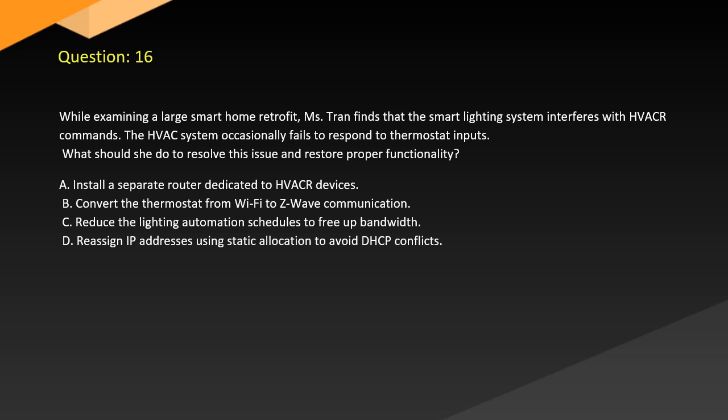Question 16. While examining a large smart home retrofit, Istran finds that the smart lighting system interferes with HVACR commands. The HVAC system occasionally fails to respond to thermostat inputs. What should she do to resolve this issue and restore proper functionality? A. Install a separate router dedicated to HVACR devices. B. Convert the thermostat from Wi-Fi to Z-Wave communication. C. Reduce the lighting automation schedules to free up bandwidth. D. Reassign IP addresses using static allocation to avoid IP conflicts.